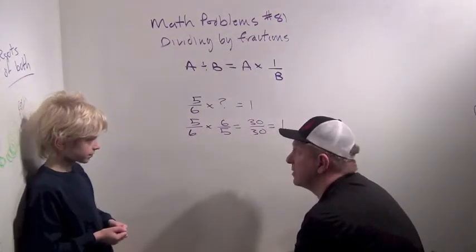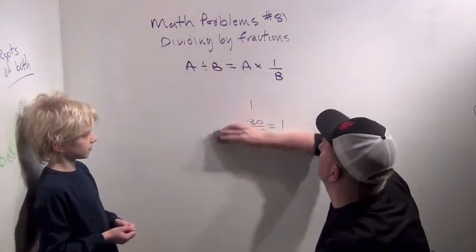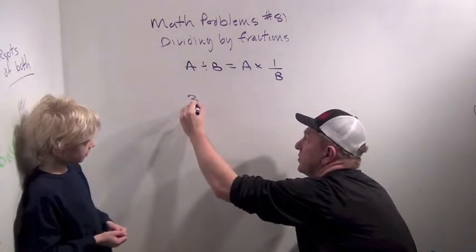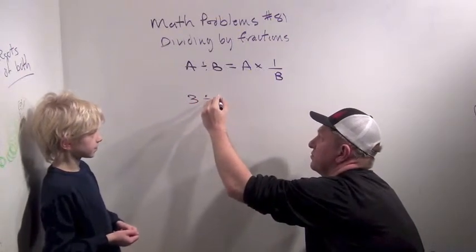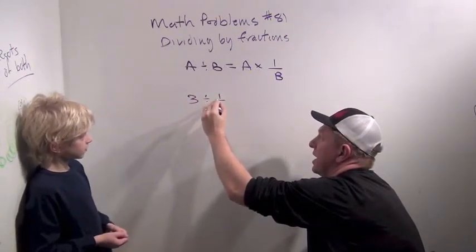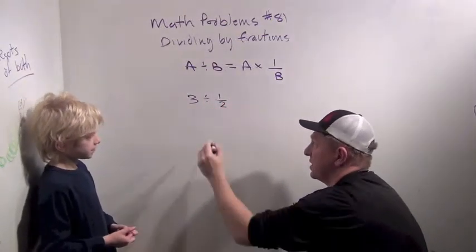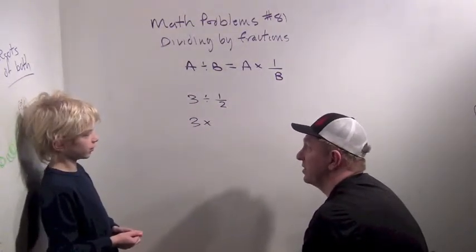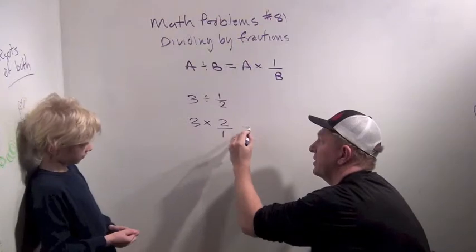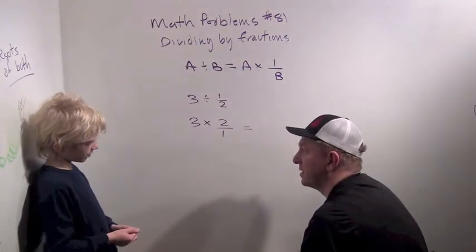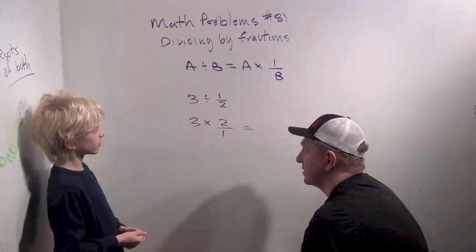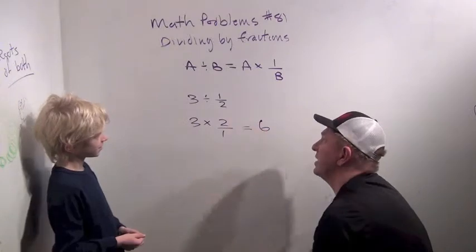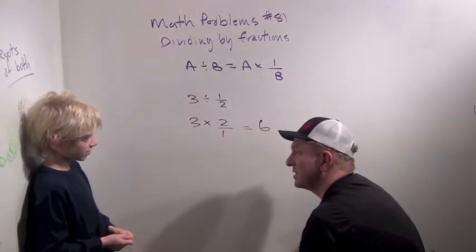Once we've figured this out, we can divide by fractions. You ready? Let's do 3 divided by 1/2. This is the same as 3 times the reciprocal of 1/2. And what is the reciprocal of 1/2? 2 over 1. And what does this equal? 3 times 2 over 1. Isn't 2 over 1 just 2? Then it's going to be 6. Look at that. 3 divided by 1/2 is 6.